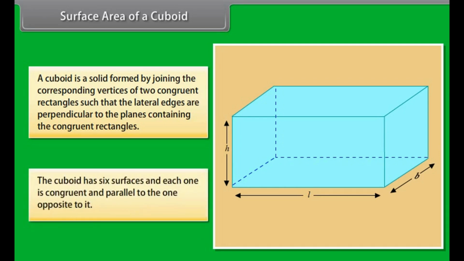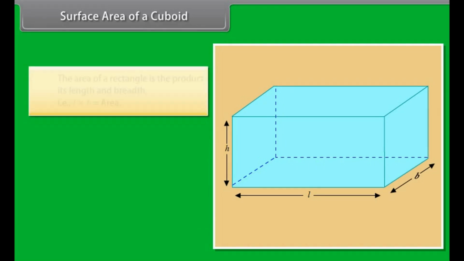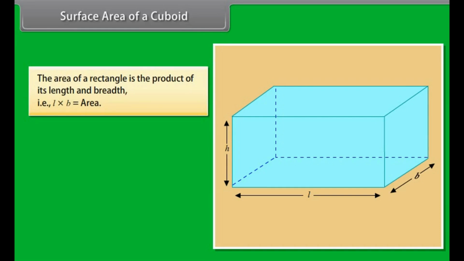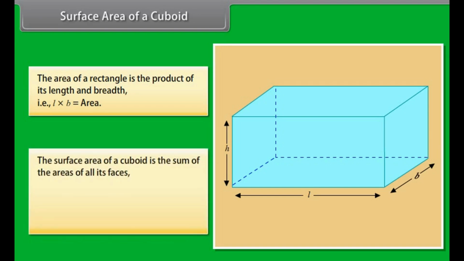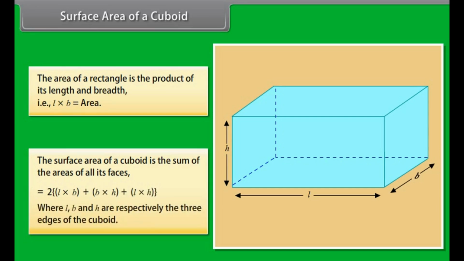We can see that the cuboid has 6 surfaces and each one is congruent and parallel to the one opposite to it. We already know that the area of a rectangle is the product of its length and breadth. That is, L into B is equal to area. Therefore, the surface area of a cuboid is the sum of the areas of all its faces, which is equal to 2 into (length into breadth plus breadth into height plus length into height), where L, B, and H are respectively the 3 edges of the cuboid.